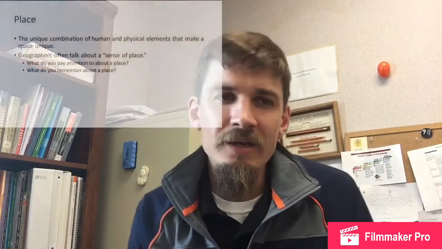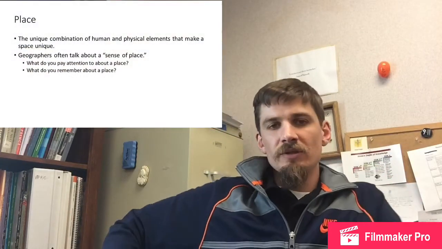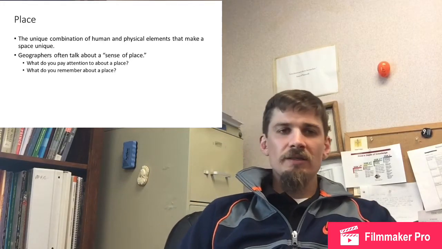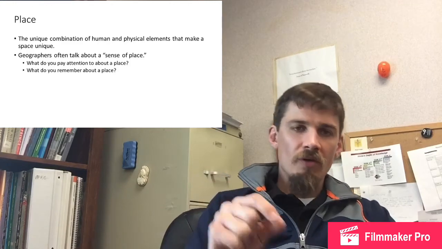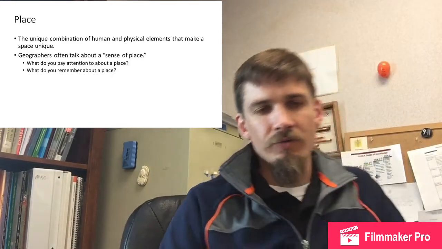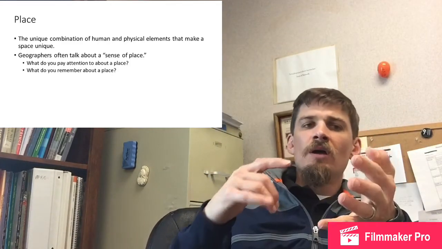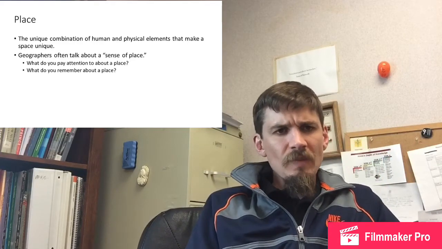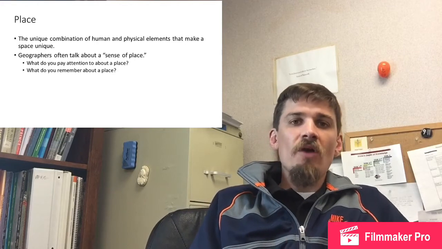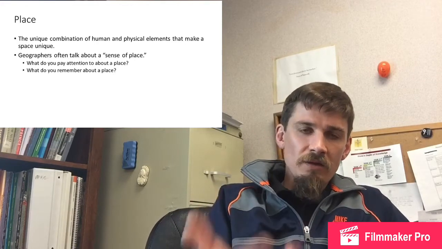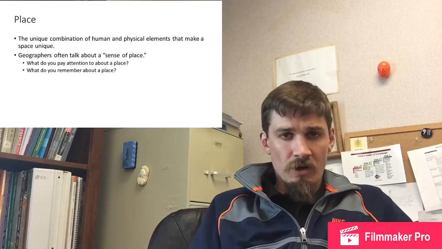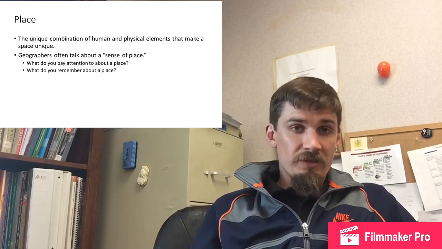All right, so the next one is place, and this is one that is kind of nebulous and kind of feel good, as you might say. So the idea of place is this notion that each spot on the Earth's surface has unique characteristics, and those characteristics are both cultural as well as physical. And so really it's kind of the unique combination of those different features that give the place itself its unique characteristics. A lot of times geographers will talk about the idea of sense of place.